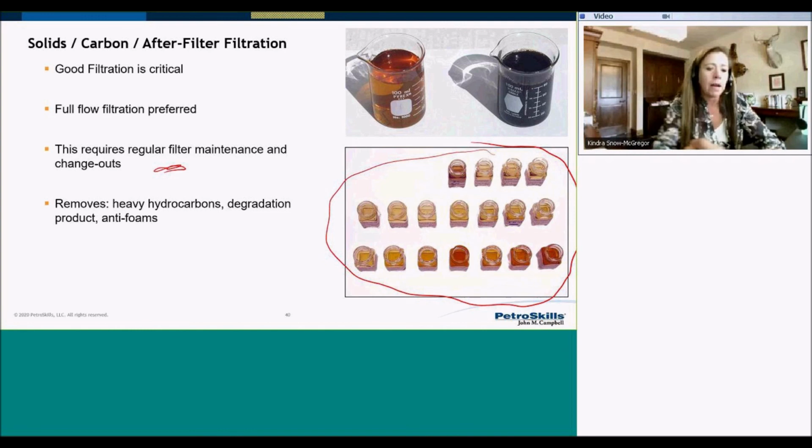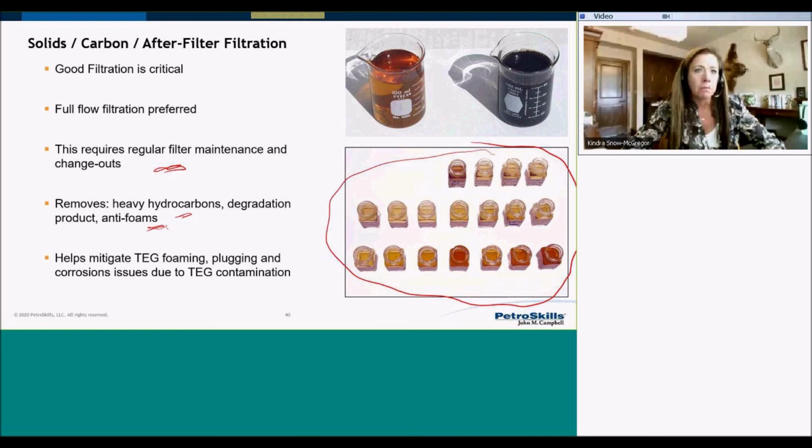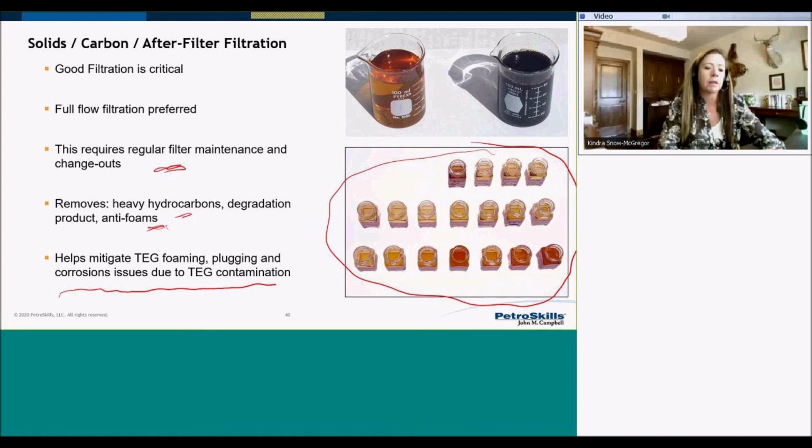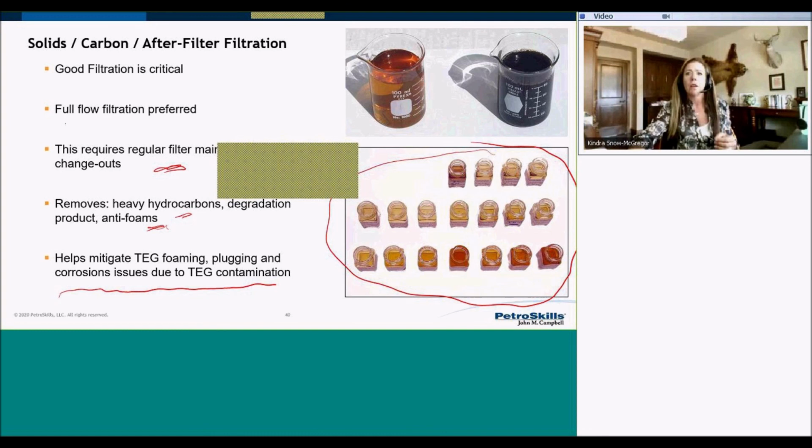But the good benefit is that they will remove my heavy hydrocarbons, my degradation products, and if I'm using them, antifoam. So you got to be aware of that. In addition, it will definitely help mitigate my TEG foaming, plugging, and corrosion issues. So basically, if I can keep my TEG clean, and I'm maintaining all of my other key performance parameters, I can be ensured that I'm always meeting my dry gas dew point specification.